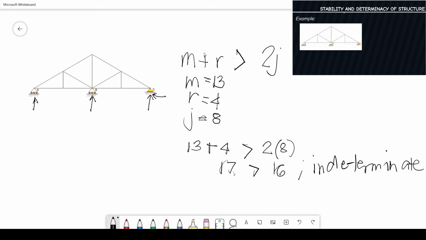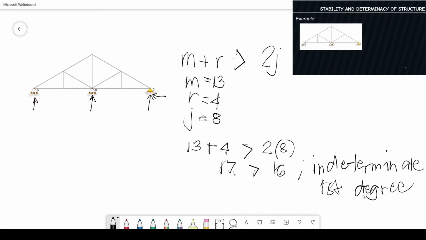By the way, our M plus R are the... So bali plus lang naton M plus R, bali that is M plus R minus 2J. So that is our number of degree. So that is 17 minus 16 is equals to 1. So our structure is indeterminate to the first degree.